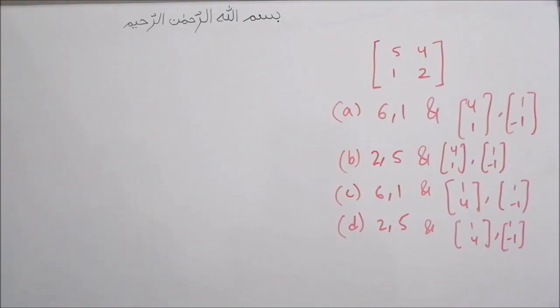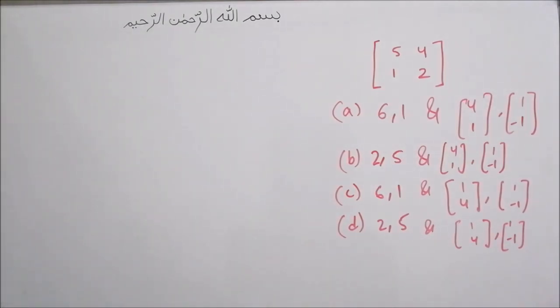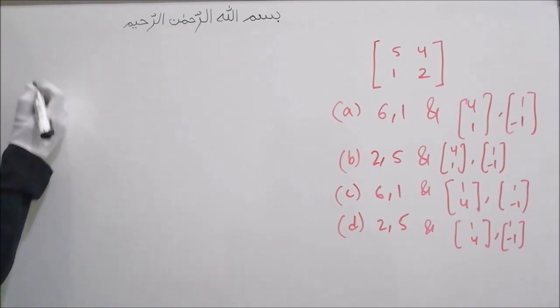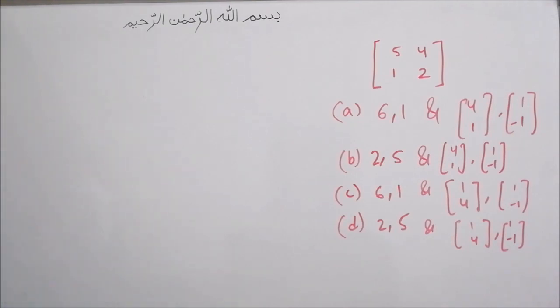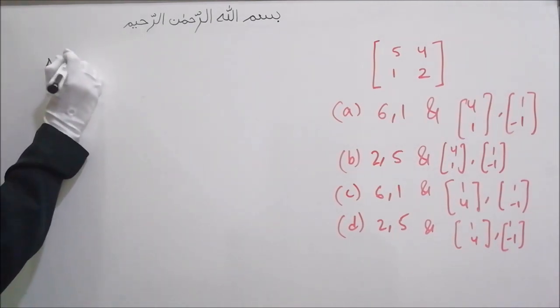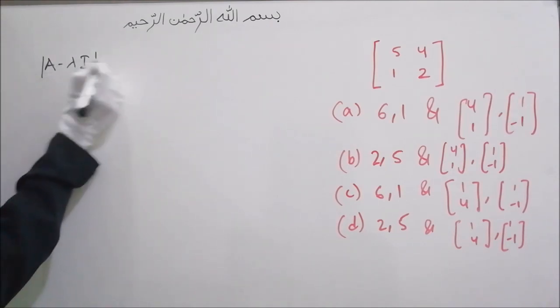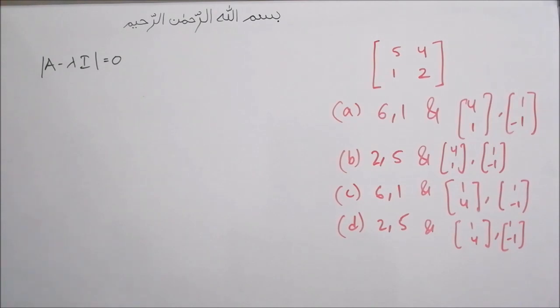Hey guys, in part 3 I left you with two problems. Problem 1 was you were given a matrix [5, 4; 1, 2] and we had to find its eigenvalues and eigenvectors. So we'll begin by finding the eigenvalues. For eigenvalues we need the characteristic equation, that is the determinant of A minus lambda I equals 0.